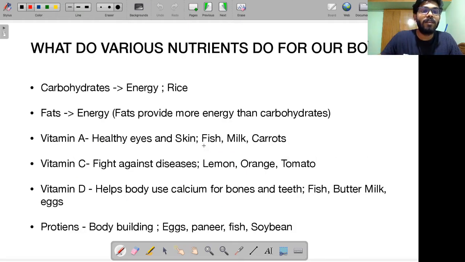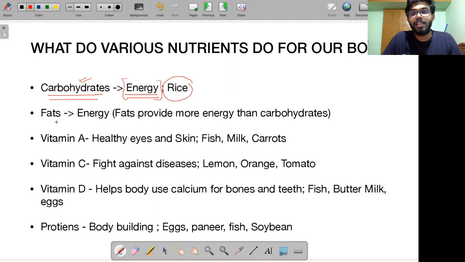Right? Let's start with carbohydrates. Okay? Carbohydrates provide energy, right? So you are performing various activities, so for that energy is required, right? Every single cell in your body is performing so many activities. For that you require energy. This kind of energy can be gathered from your carbohydrates. For example, if you eat rice, rice is supposed to be rich in carbohydrates.